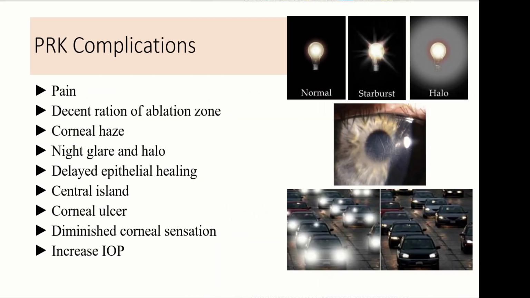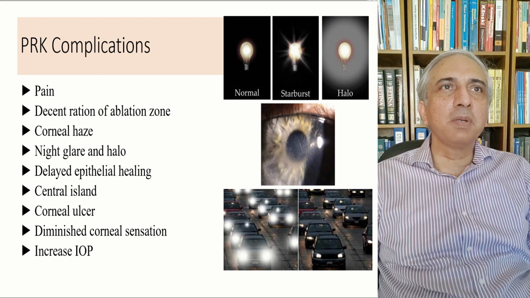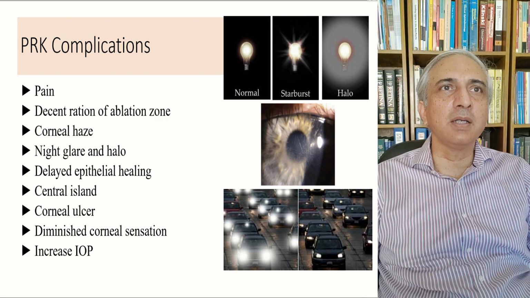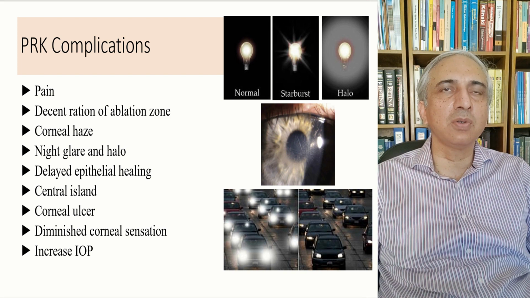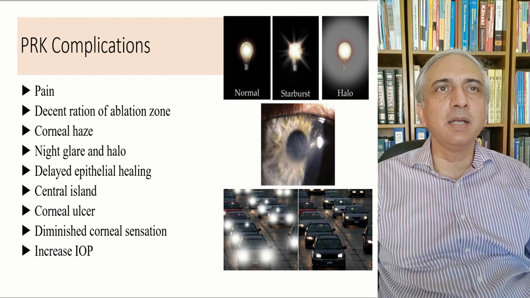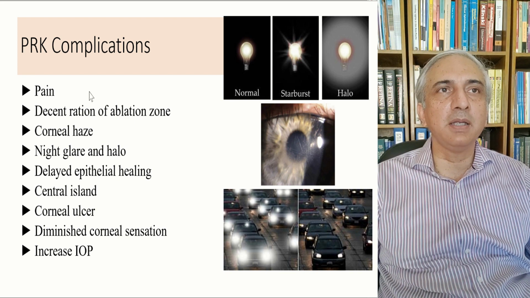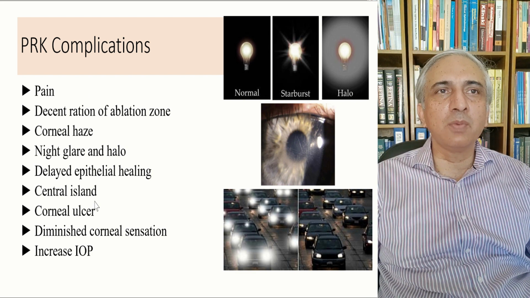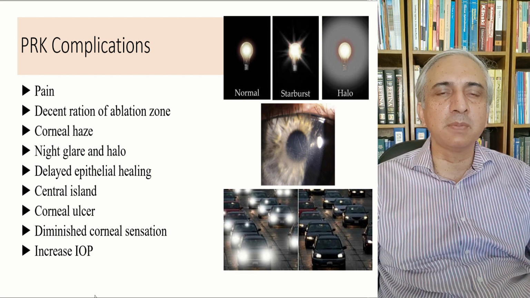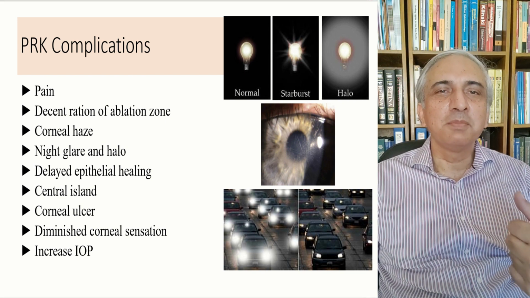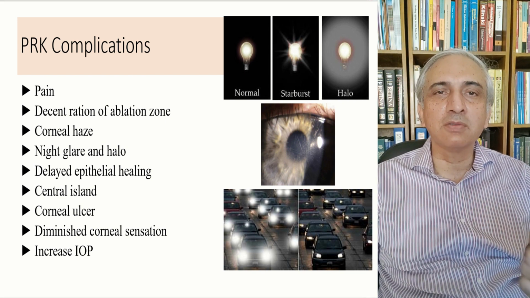Bandage contact lens. So what are the complications of PRK? Obviously, number one is pain, and you can get decentration of the ablation zone, corneal haze, and then you get corneal night glare and halos, delayed epithelial healing, central islands. You can get central islands where the ablation does not happen, especially if the patient is moving, which has been reduced quite a lot by using machines which have very good tracking software.